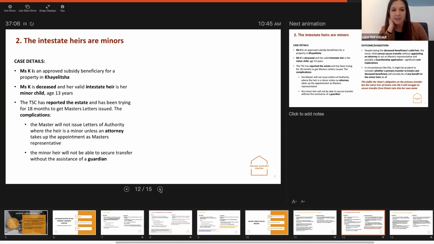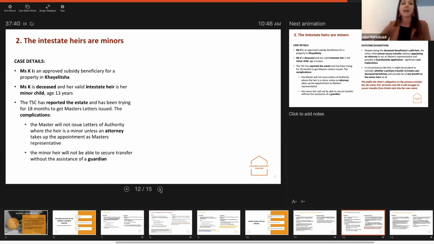So what we've done is we've tried to report the estate for her, and we've been trying for 18 months to get master's letters issued. The reason why this is not going according to plan is that the master won't issue letters of authority where the heir is a minor unless an attorney is appointed as master's representative. So this is a process that we've had to learn by trial and error. I'm not an estate lawyer by background, so a lot of the things that we try through the master's office are really just, well, let's try it and see what happens.